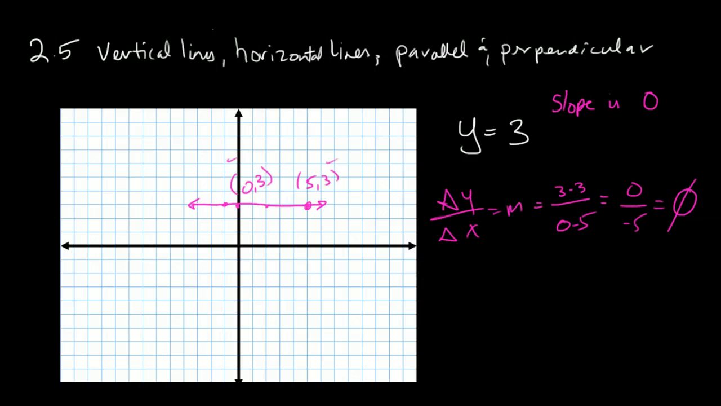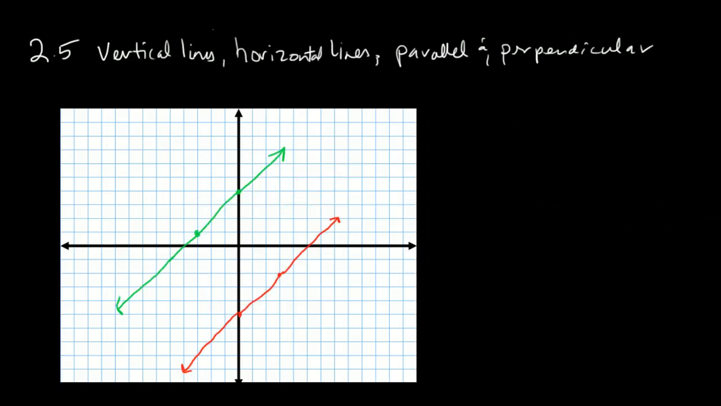Let's take a look at a situation where we have two lines on a plane, and notice here that we have this green line. Its y-intercept is at 0, 4, and the slope seems to be, let's see, 3 over 3. So our m is equal to 1 here. This line will be y is equal to basically x plus 4.